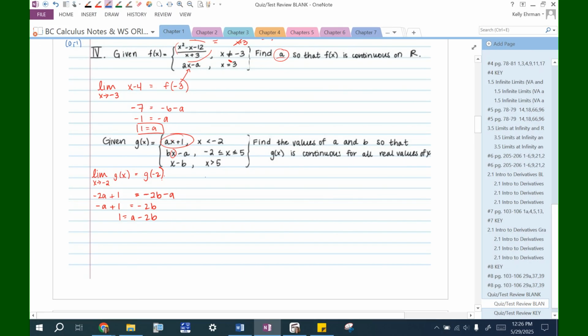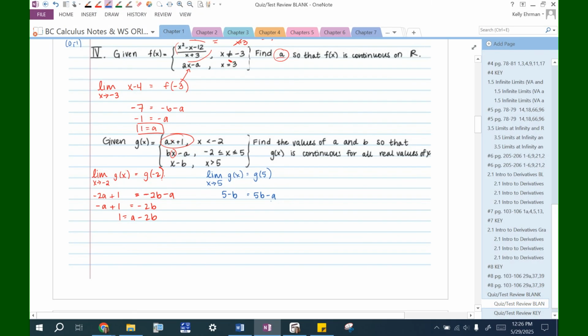So we need to also say the limit as x approaches 5 of g of x needs to equal g of 5. So again, start with g of 5. So that's plugging 5 into the middle equation. That's 5 times b minus a. And then plug 5 into the bottom equation. So x minus 5, that would be the limiting. Oh, no, sorry. 5 minus b. I do that a lot. Make sure that you're double checking. You're plugging in for the x, not the a or b.